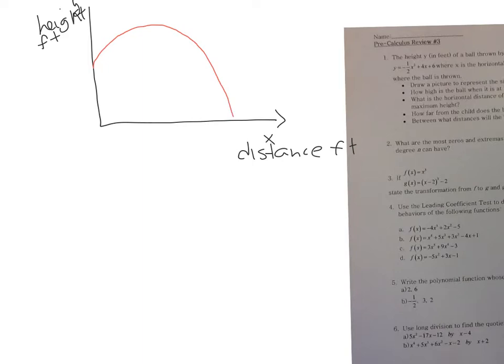I have to label a little bit more with my picture, but I need to start finding some things so that I can label. So let's find the maximum height here. Plug it in your calculator, do second calc. We're looking for the max, do left bound, right bound. And this point here is 4, 14, which means that it reaches maximum height at 4 feet from the child, and its maximum height is 14 feet.